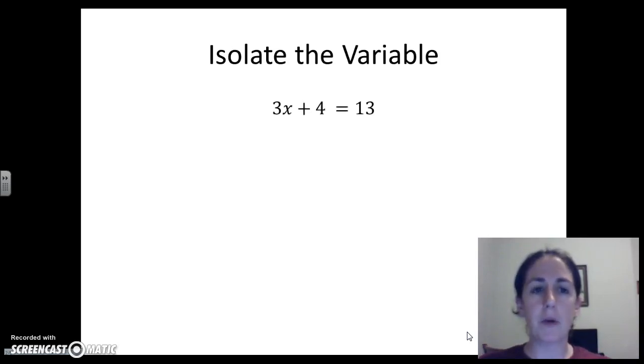So for example, 3x plus 4 equals 13. The goal is to get this x all by itself. So what we want to do is get rid of the 3 and the 4. You work the furthest away from x until you're right up next to x, and then x is by itself.